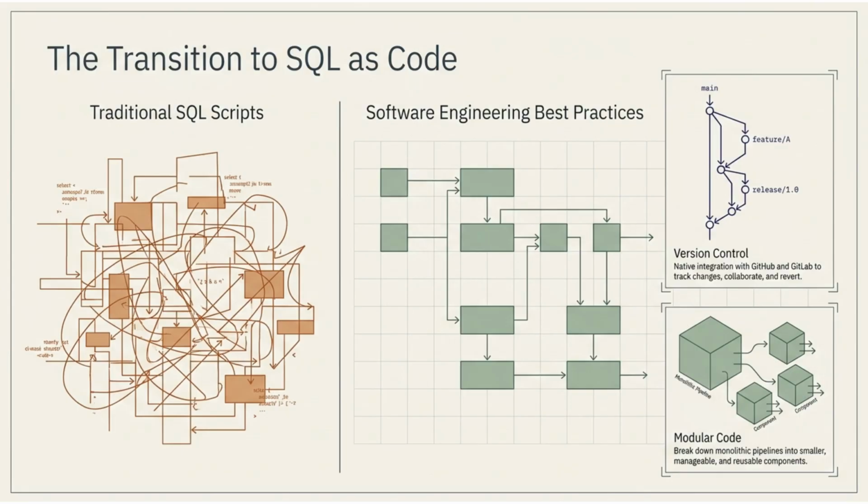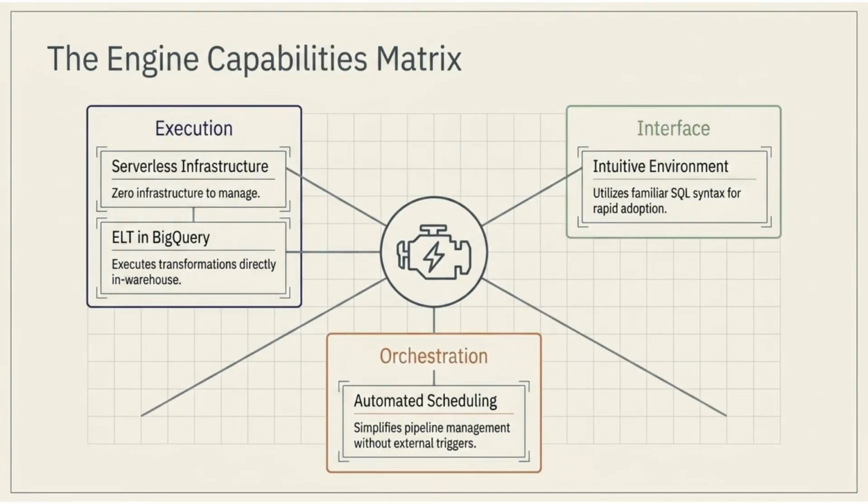This includes version control for tracking changes and modular code to break down monolithic pipelines into smaller, manageable, and reusable components. DATAFORM offers key capabilities, including serverless execution infrastructure and ELT in BigQuery for direct in-warehouse transformations. It also features an intuitive interface with familiar SQL syntax and automated scheduling for simplified pipeline orchestration.